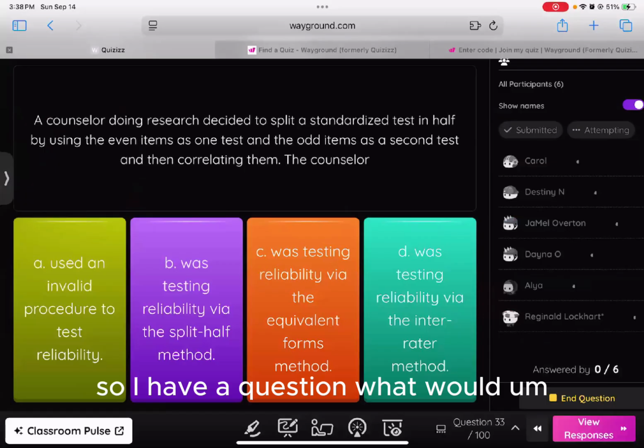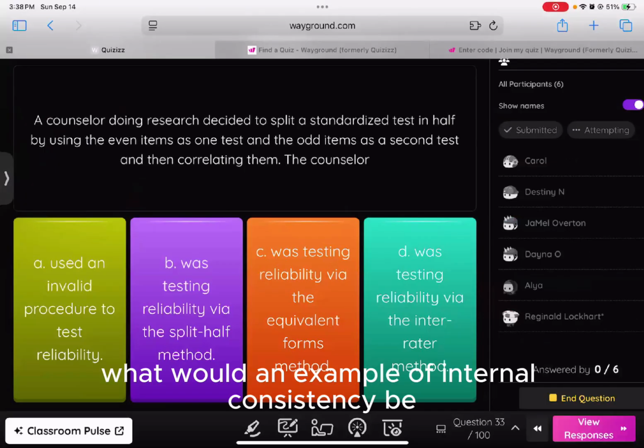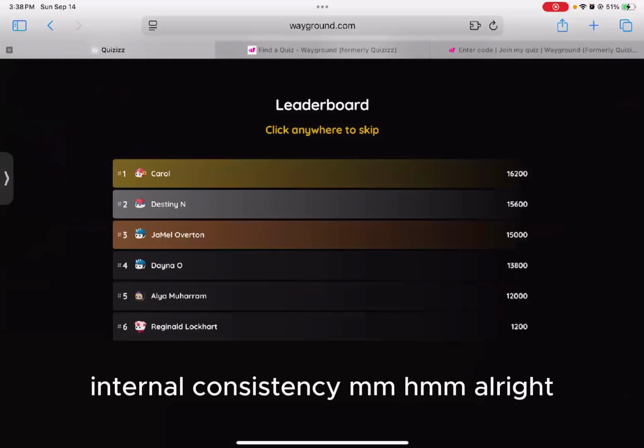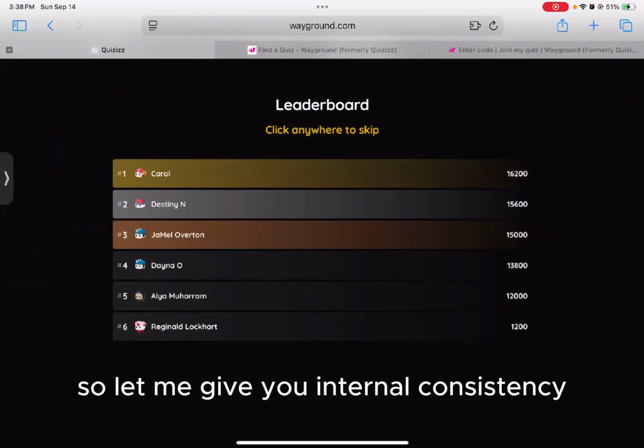So I have a question. What would an example of internal consistency be? Internal consistency? Okay. All right, so let me give you internal consistency.